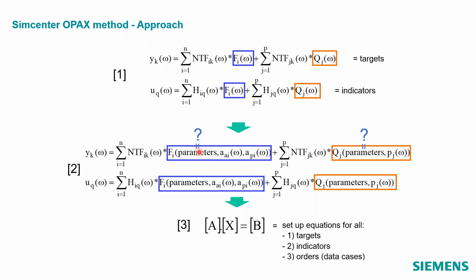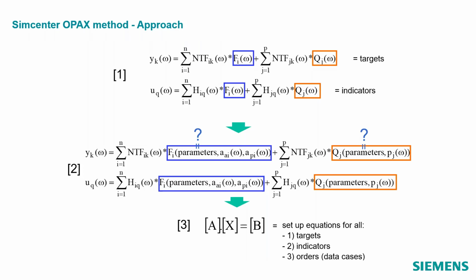So our unknowns are going to be either stiffness, or stiffness, mass, and damping. And then we're going to know the responses at all of our targets and the responses at all of our indicators. And we're going to substitute these unknowns, estimate a force, calculate the partial contribution, and compare it to the actual measured targets and indicators, and use that to solve. And we're going to set up equations for all of the targets, all of the indicators, for all of the data cases, and all of the RPM increments.